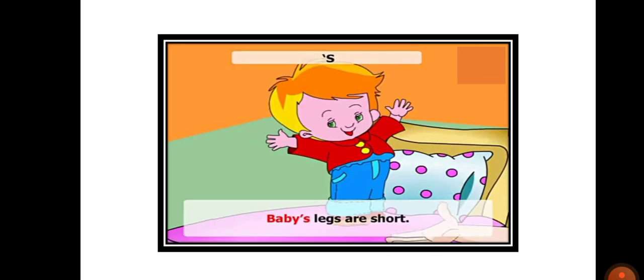Have a look at another example sentence. Baby's legs are short. So instead of saying the legs of the baby are short, we are writing baby's legs are short. We are using apostrophe S. We have added apostrophe S to the word baby. So this is telling us that we are talking about the legs of the baby. It is showing us the relationship of the legs with the baby, that those legs belong to the baby.